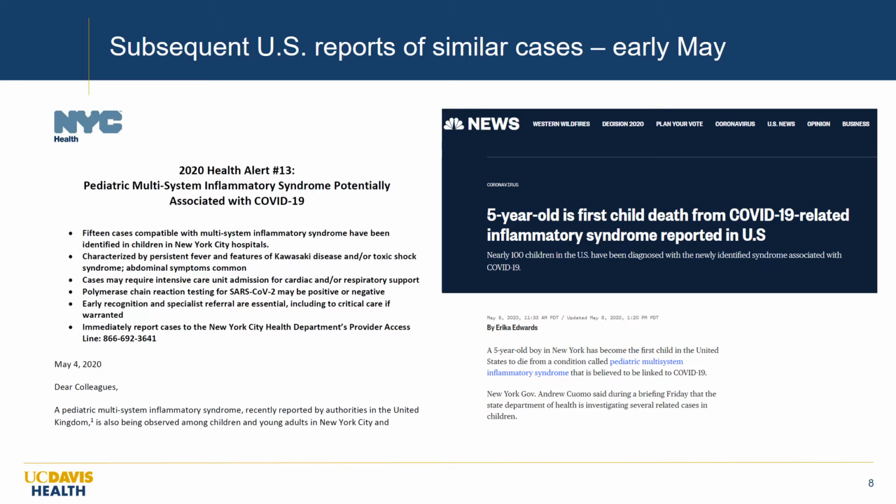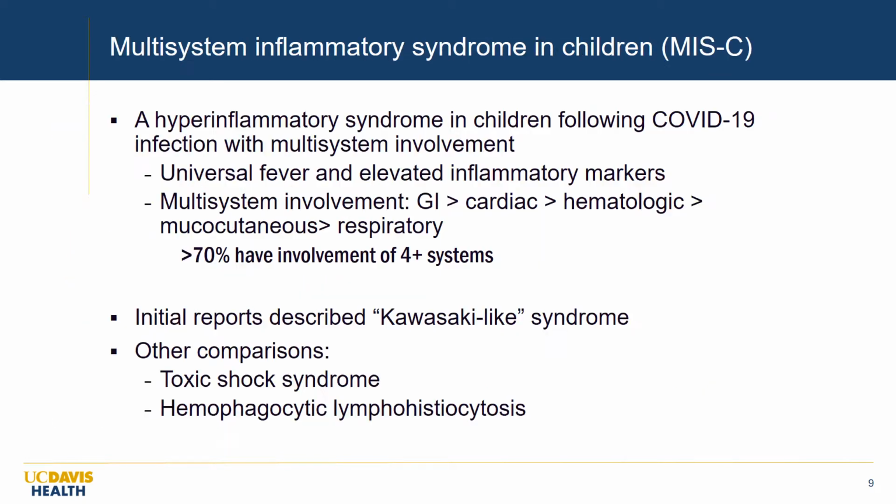And at that point, already from the 4th, when there were 15 cases, they said now there have been nearly 100 cases of patients in the U.S., pediatric patients who have been identified with this newly identified inflammatory syndrome. So it quickly became termed multisystem inflammatory syndrome in children, also abbreviated as MIS-C by the CDC, which came up with this specific term, which is now what we've been using.